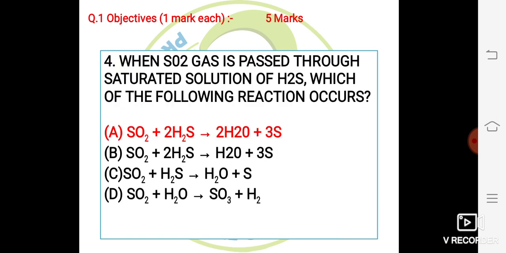Then we come to the fourth question, wherein you were asked, when SO2 gas is passed through a saturated solution of H2S, hydrogen sulfide, what do you get? So A is the answer for it. You have to form the equation and you will get this answer. It is an oxidation and reduction reaction.